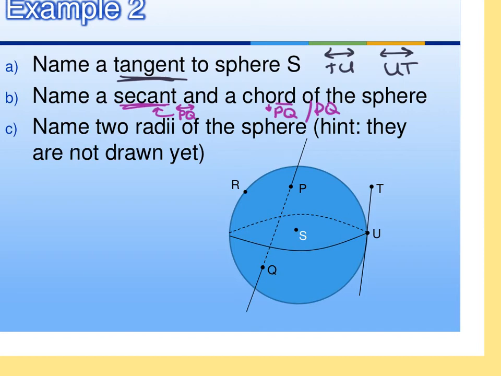And then C says name two radii of the sphere, and it says hint, they're not drawn yet. So sometimes you got to get creative. How could I name a radii of the sphere? There's actually 4 options you could use. You can go from R to S. Yep, that's one. US, that's another. There's 2 more. QS. Yep. And the last one. Good job. So from any point on the sphere to the center.